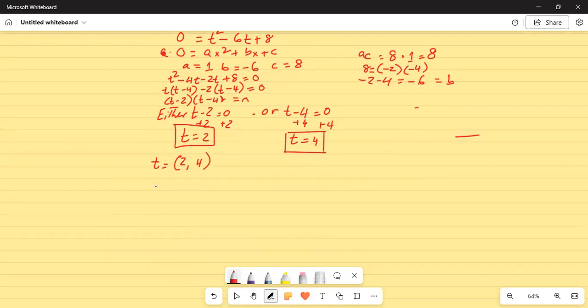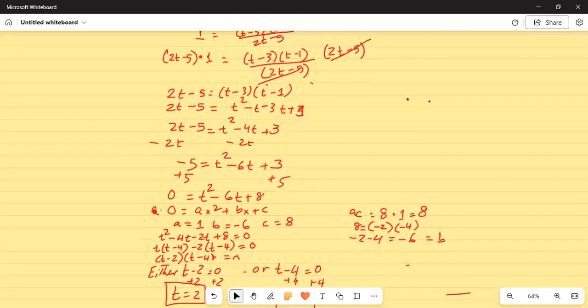So the mistake I made last time was when I transferred t minus 3 times t minus 1 is equal to 2t minus 5. Instead of t minus 3, I wrote t minus 5 on the right-hand side. Actually, it should be t minus 3. And then if you FOIL it, you will get a simple equation, t square minus 6t plus 8 equal to 0. Here A is 1, B is minus 6, and C is 8.